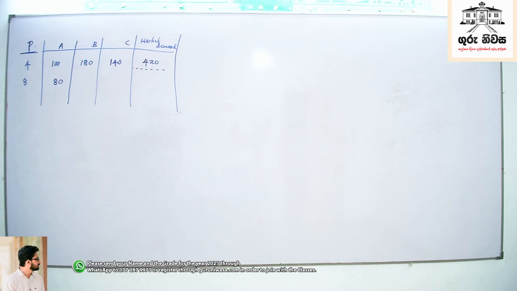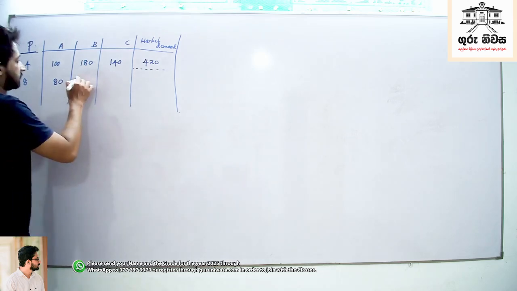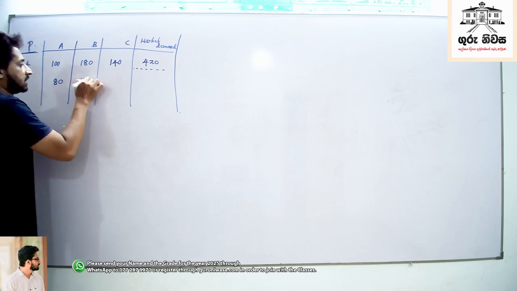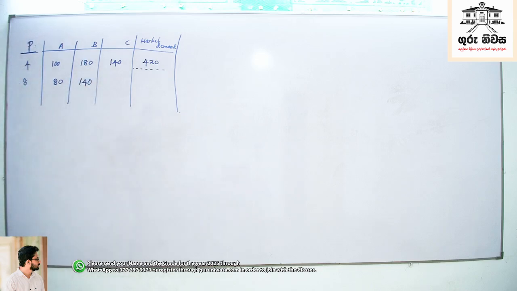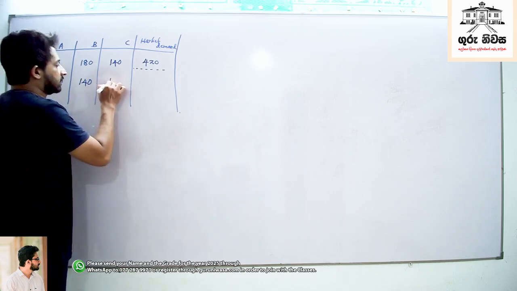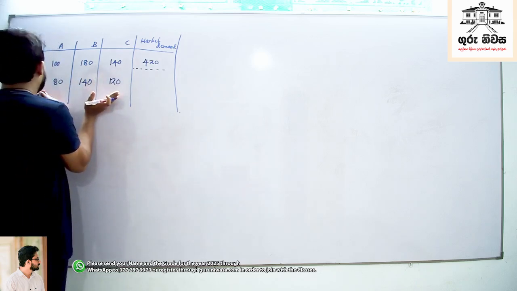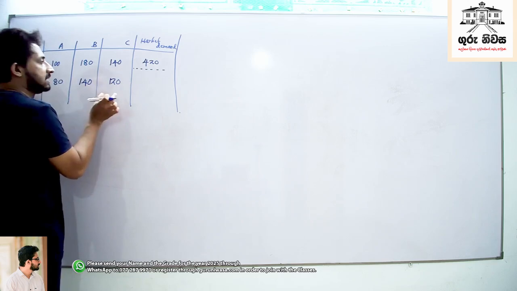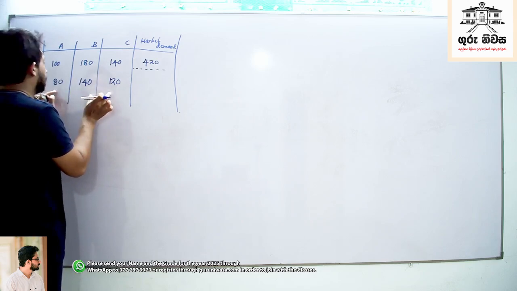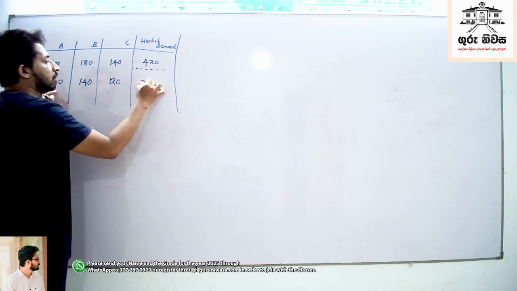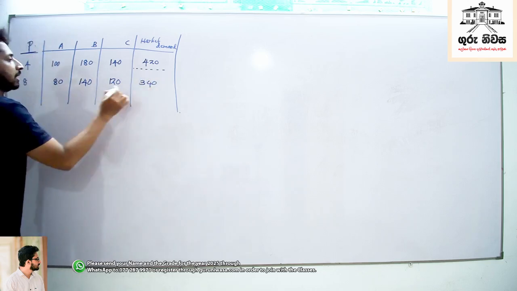Person B is willing to buy only 140 units. C is willing to buy 120 units. It means all together, at price 8, A, B, C, all consumers are willing and able to buy 340 units. This is called market demand.